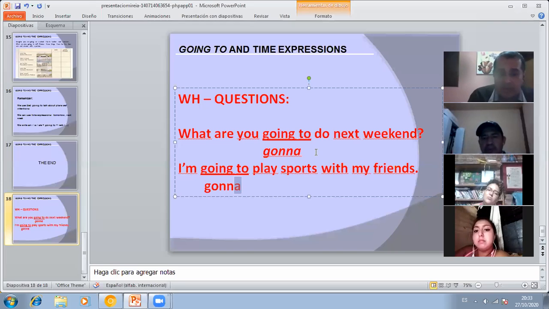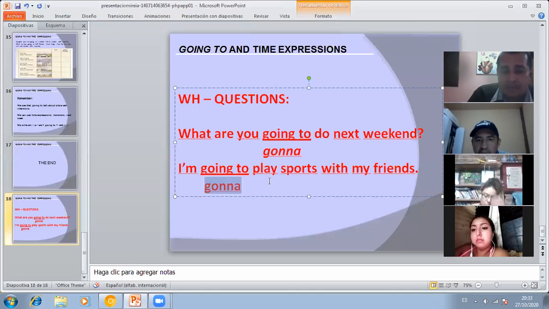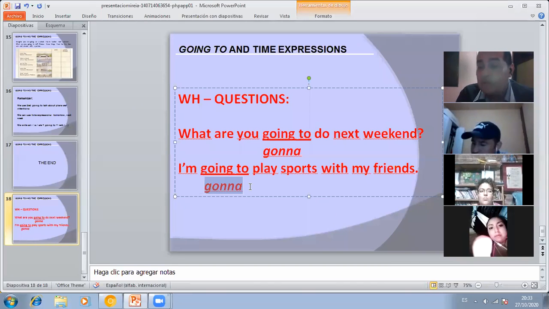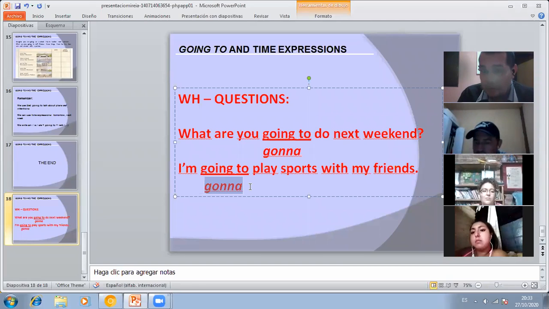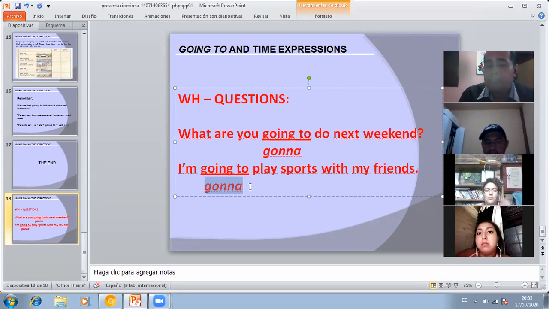So in this context, it's informal. It's an informal context, but it doesn't mean that you cannot use it. Yes, you can use gonna when you are talking with your friends, with your family, with your coworkers. But if you are in a formal situation, for example in an interview, in a conference, in a presentation, it's more recommendable to use going to.